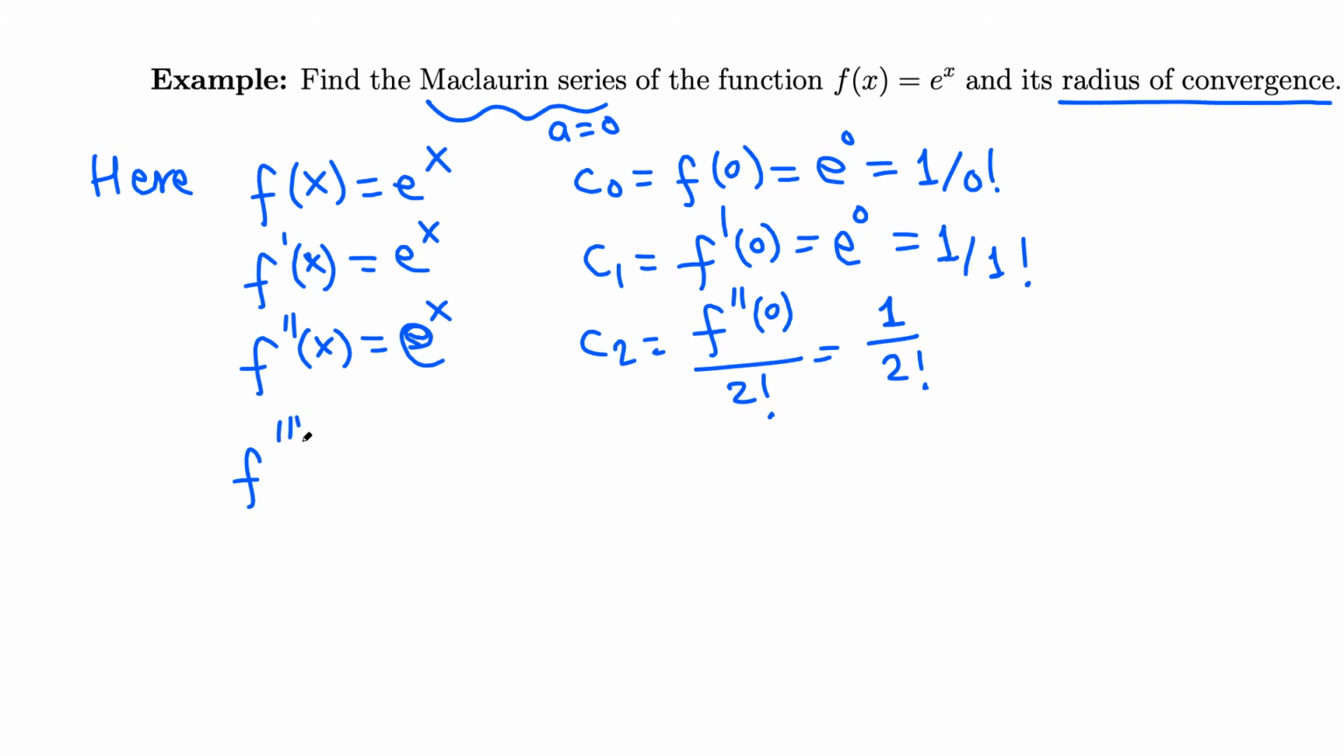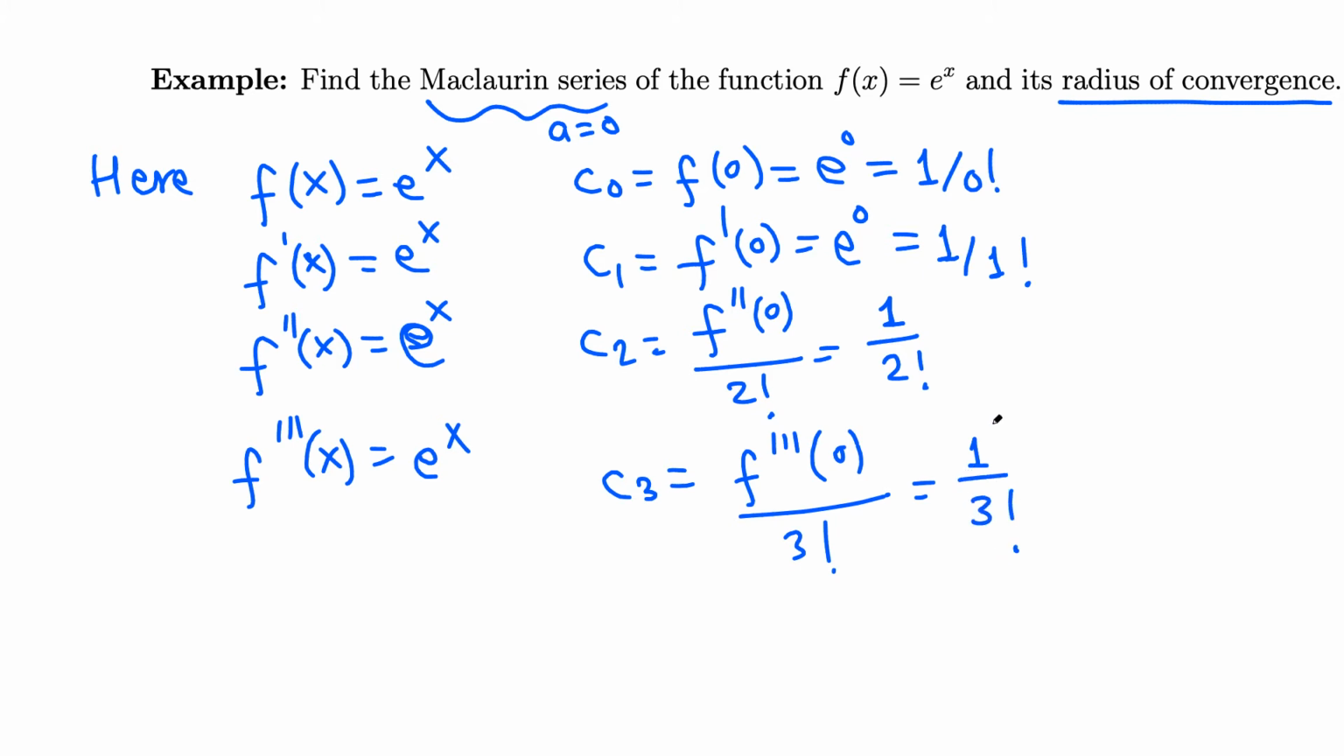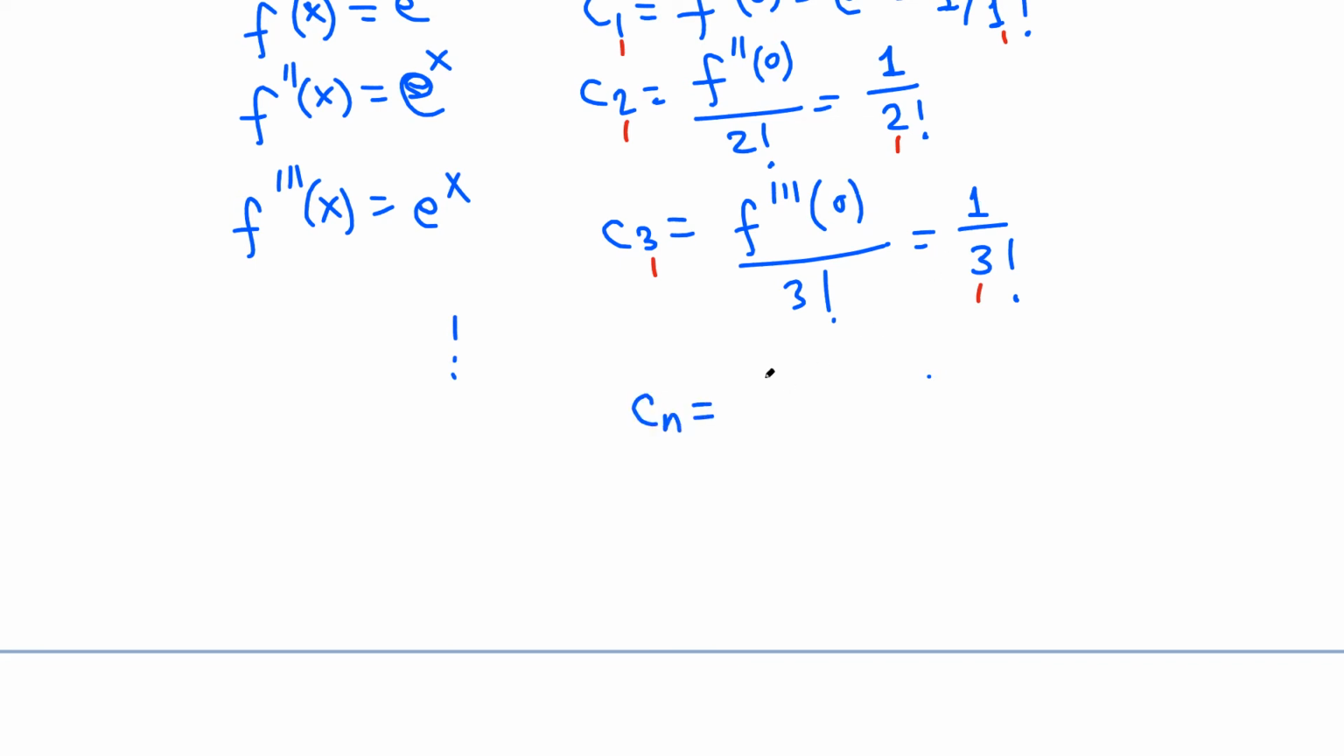Now let's find c3. The triple derivative is itself. From this we can find c3 using the formula. This is f triple derivative at 0 divided by 3 factorial, evaluated at 0, which is 1 over 3 factorial. Looks like we see a pattern here. c0 is 1 over 0 factorial, c1 is 1 over 1 factorial, c2 is 1 over 2 factorial, c3 is 1 over 3 factorial. So 0, we got 0 factorial on the bottom. 1, 1 factorial. 2, 2 factorial. 3, 3 factorial. And the top is always 1. That means if we keep going and find cn in this way, cn will be what then? 1 over n factorial.